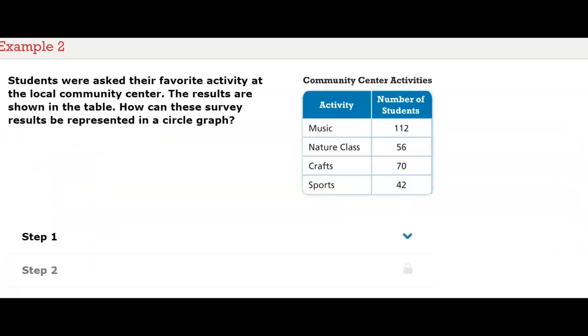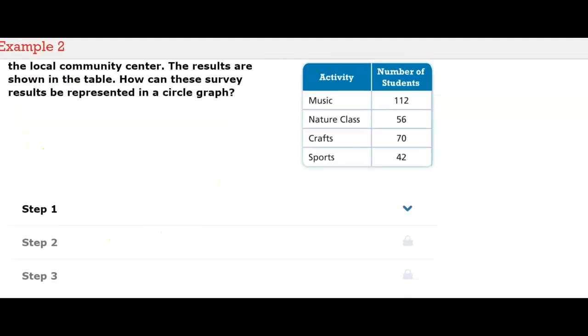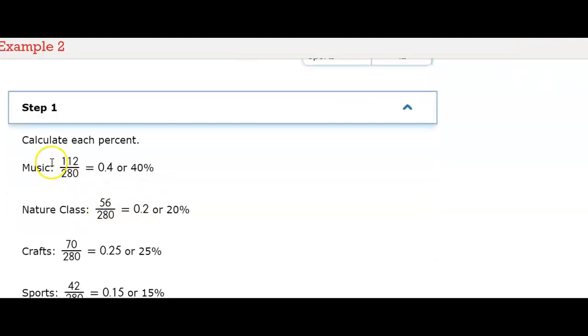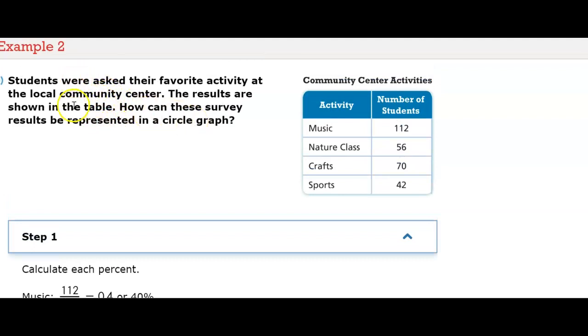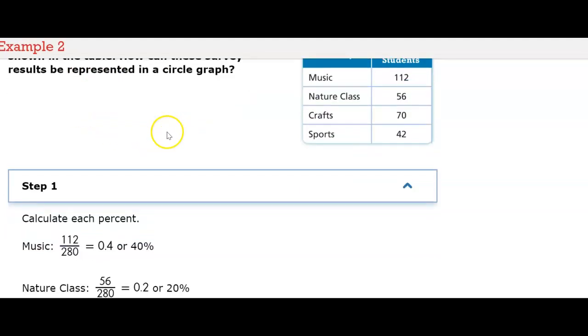Students were asked their favorite activity at the local community center. The results are shown in the table. How can these survey results be represented in a circle graph? You have all of the activities here. Step 1, it shows to calculate each percent. So you take the total number of students that chose that activity and put it over the total number of students that chose. They got the 280 by adding up all of the students. So that's how you find out the total number of students.